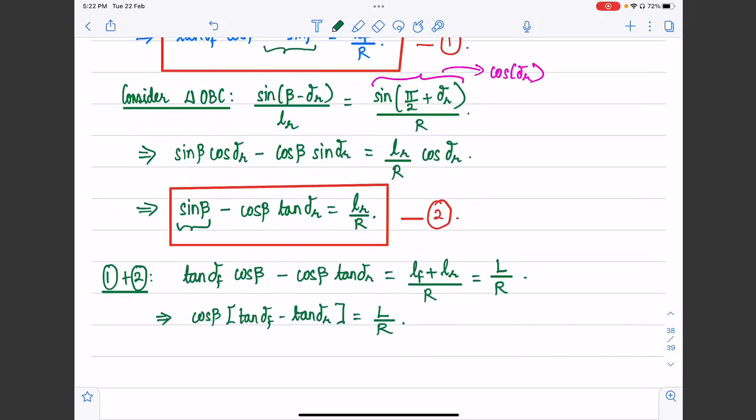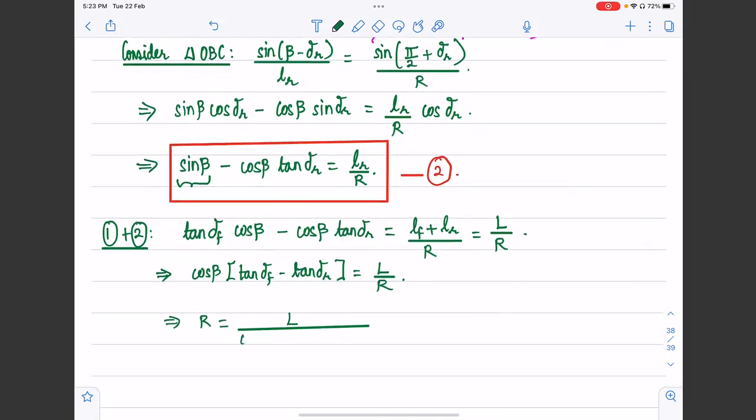Consequently, we can get an expression for the turning radius R. The turning radius R is going to be L divided by cos beta times tan delta F minus tan delta R. So this is the expression for the turning radius. We have essentially used two equations that we have derived to get an expression for the turning radius R.